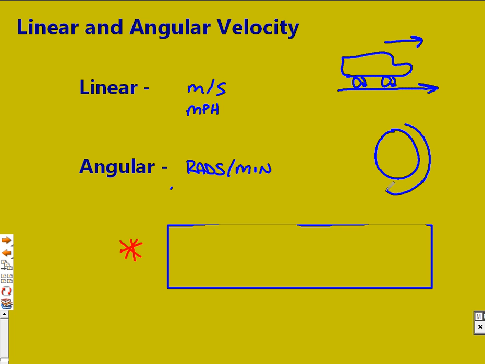But basically we're going to say as this tire or wheel or whatever rotates, it has its own speed, and we measure that basically in an angle over time. So radians per minute, or even potentially radians per second or hour or whatever.